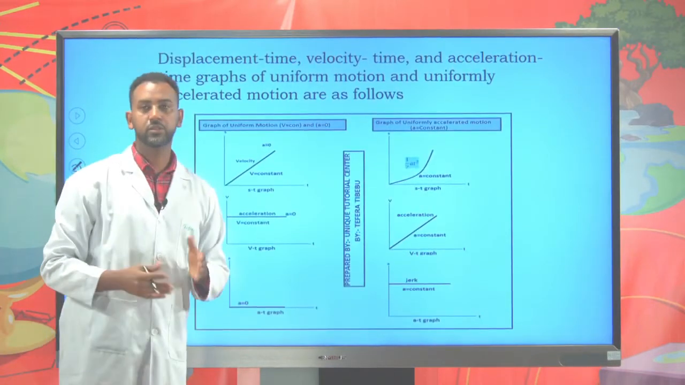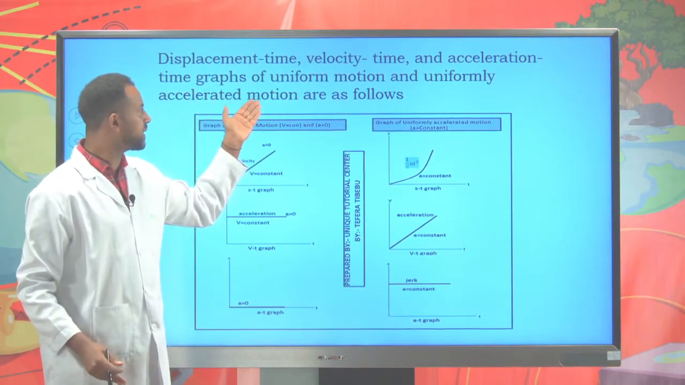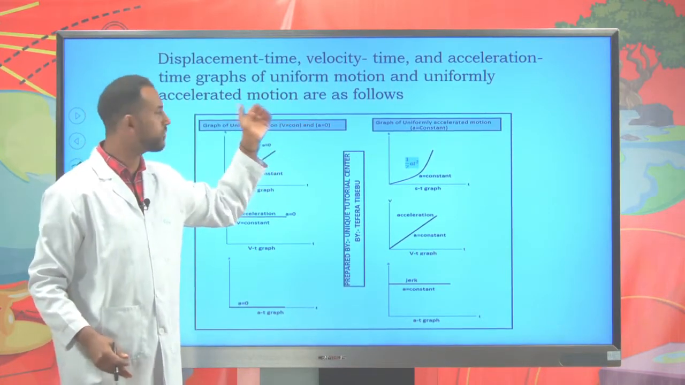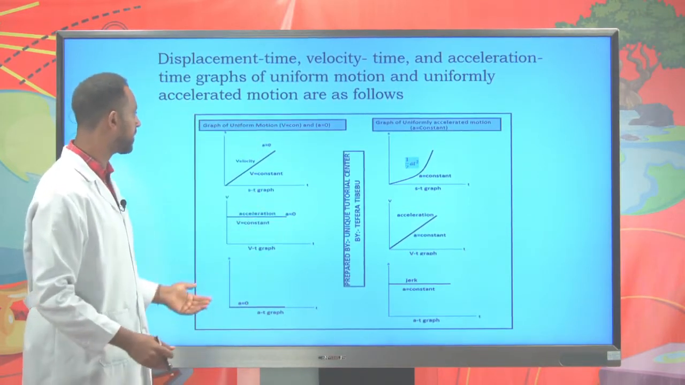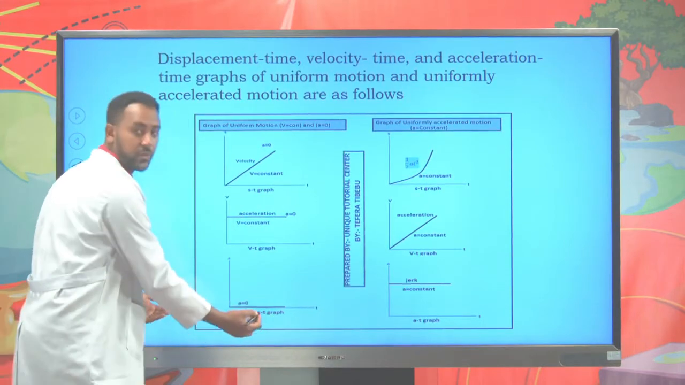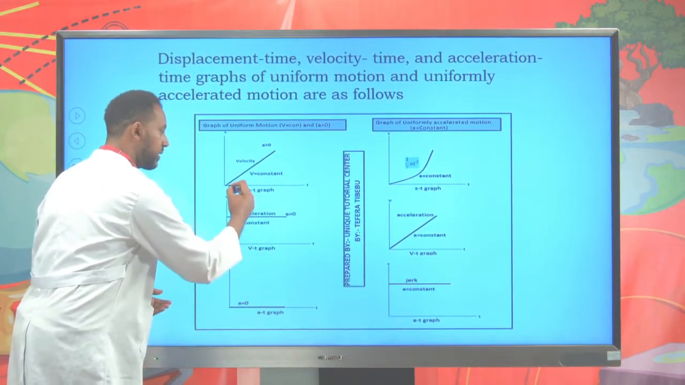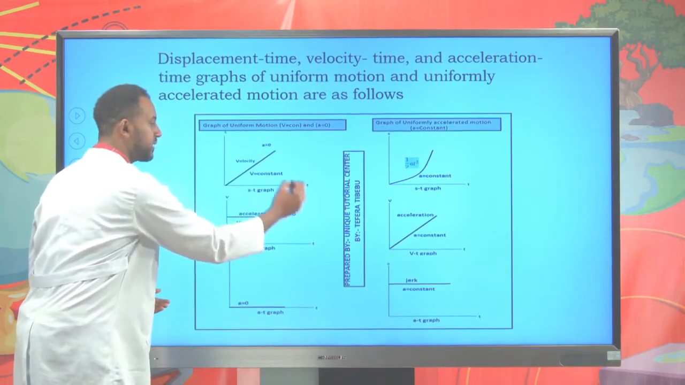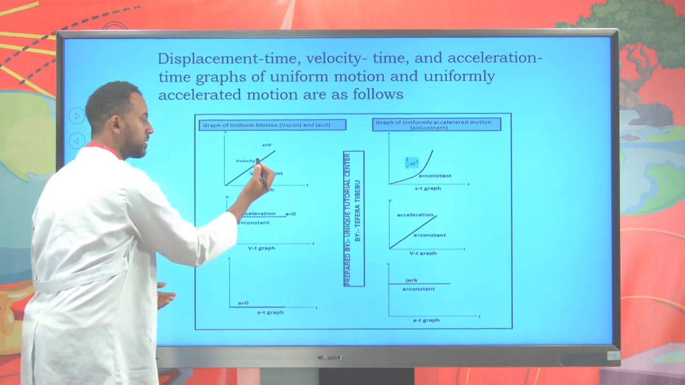It's also possible to represent motions using graphs. We do have a displacement-time graph, a velocity-time graph, and it's possible to have an acceleration-time graph, so we can have such a graphical representation. For a uniform motion, we have said that acceleration is 0, and the velocity remains constant. And in the displacement-time graph, the slope shows us the velocity, and the slope remains constant.